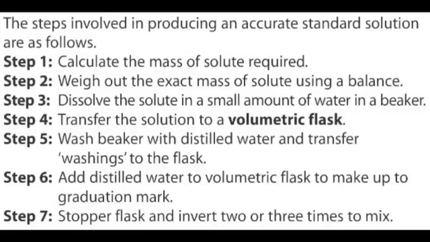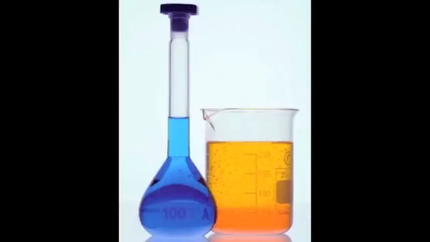The steps involved in producing an accurate standard solution are as follows. Step 1. Calculate the mass of the solute required. Step 2. Weigh out the exact mass of solute using a balance. Step 3. Dissolve the solute in a small amount of water in a beaker. Step 4. Transfer the solution to a volumetric flask.